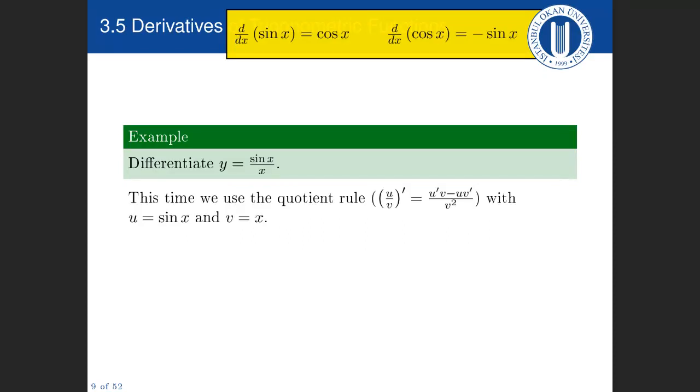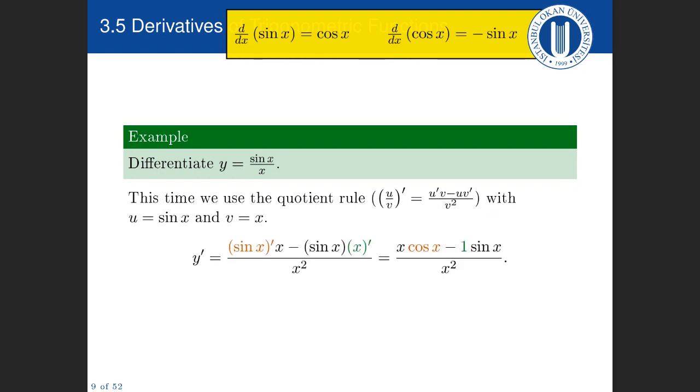Differentiate y is equal to sine x divided by x. This is a quotient rule question. I'm going to remind you of the quotient rule. The derivative of u divided by v is u prime v minus, in the product rule it's plus, but in the quotient rule we have minus uv prime divided by v squared. Here u is the function sine x and v is the function x.